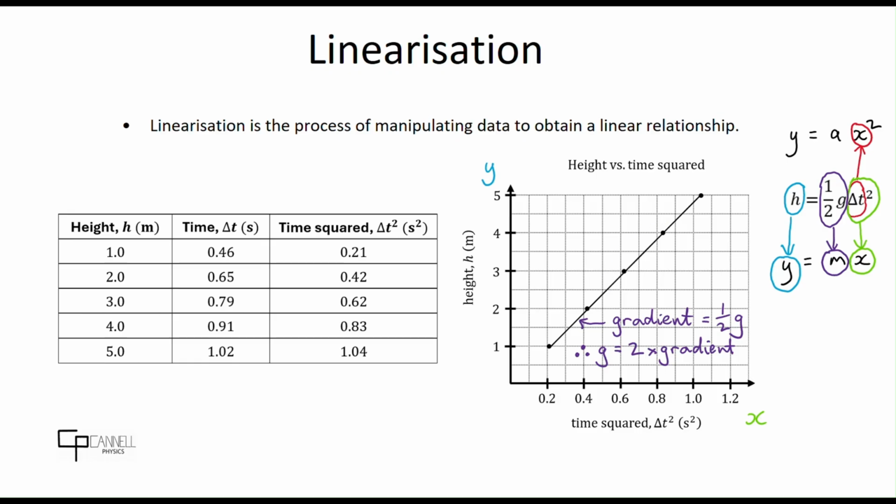So using the gradient of this line, we can easily determine an experimental value for g. So I'm going to pick 2 points on this line and determine the gradient. I've chosen the points 0.5, 2.4 and 1.0, 4.8. And remember, it's important not to choose points that are the data points. We must choose other points on the line.